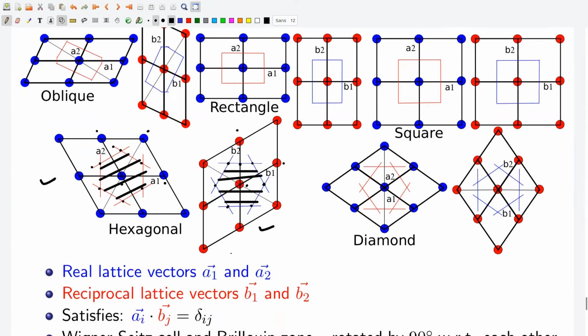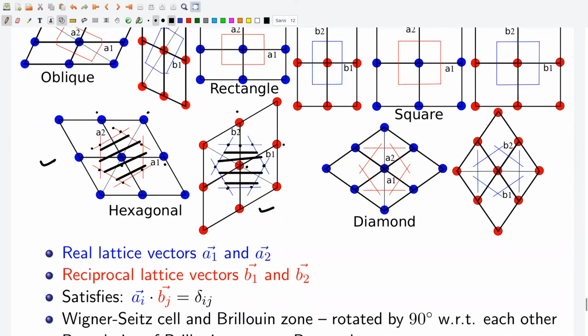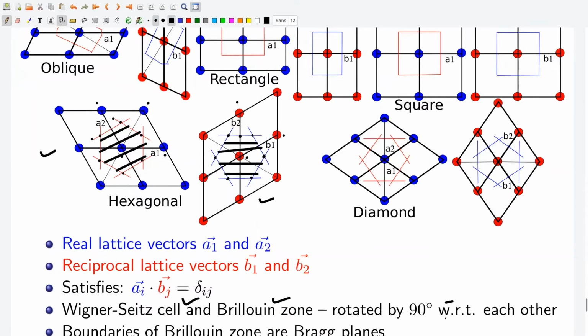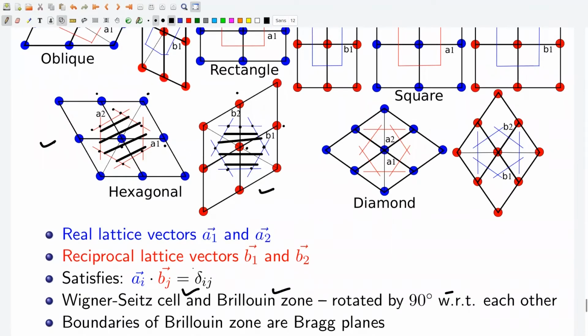If you look at these figures, you notice one interesting thing: this Wigner-Seitz cell and Brillouin zone are rotated by 90 degrees with respect to each other. And now you see the boundaries of the Brillouin zone. We have just read about Bragg planes in the previous slide, and these boundaries of the Brillouin zones are the Bragg planes.